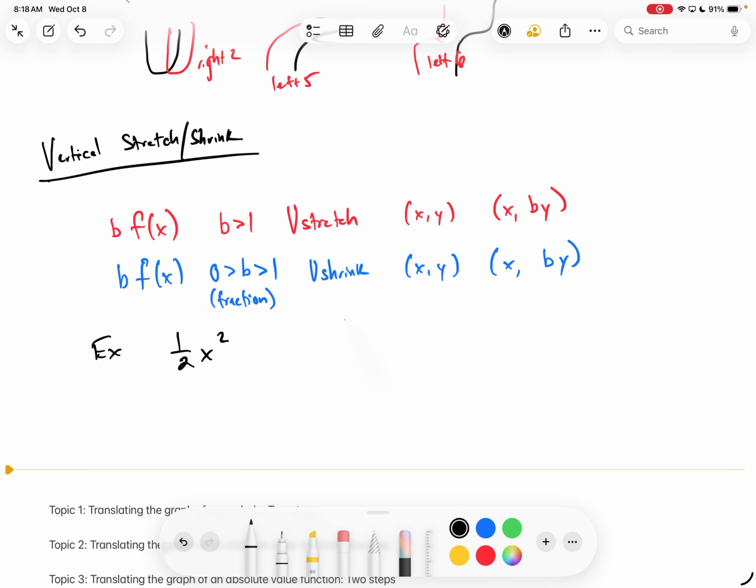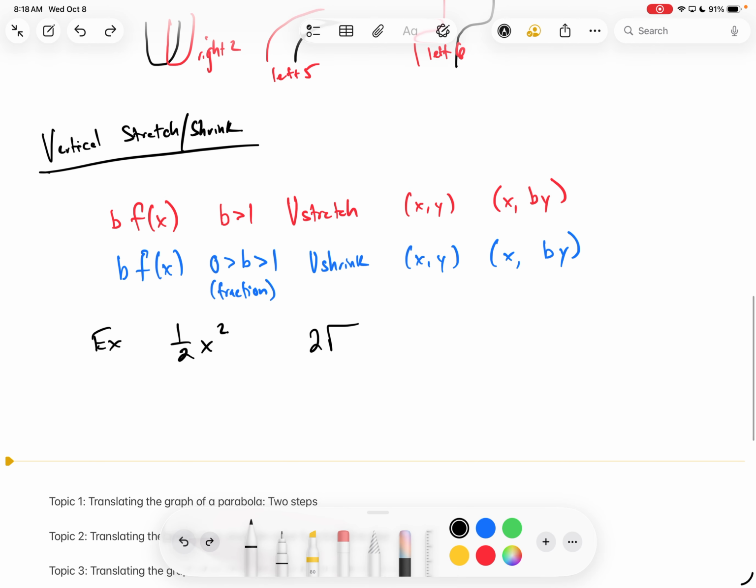All right, so an example of this is if I have 1/2 x squared, or, this is on the outside because it's vertical, that's how I know it's outside, if I have 2 times the square root of x, no, that's a bad one to look at. 2 times the absolute value of x. Or if I have 5x, yeah, that's a hard one to look at too.